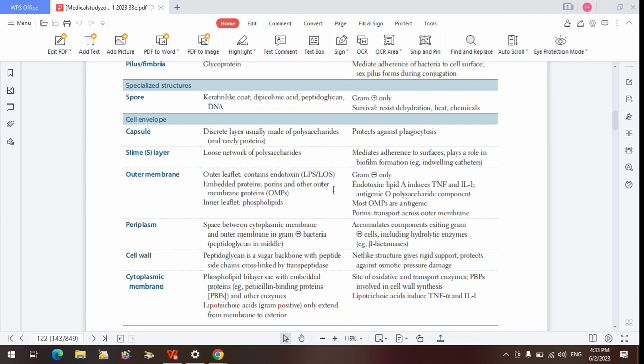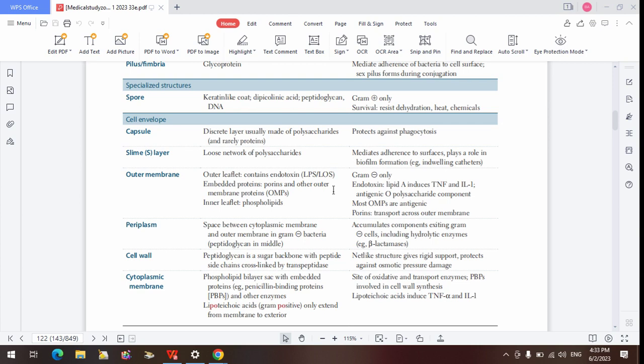Dr. Papa, sorry, before you move far, the LPS and LOS that you're saying, I didn't really get that part. Can you take it again? Both of them constitute the endotoxin.